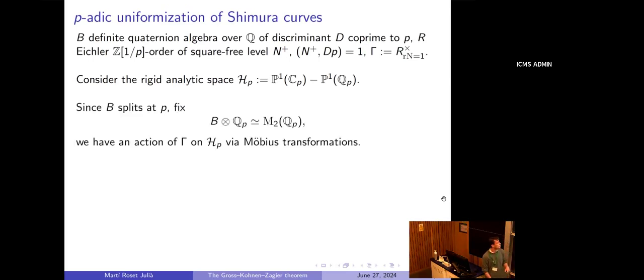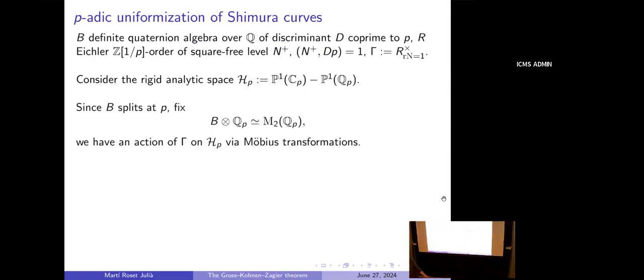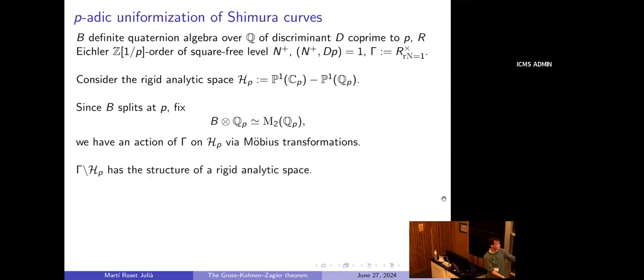The way we do it is we choose a splitting of the quaternion algebra. We choose an isomorphism of B tensor Q_p with the algebra of matrices with Q_p coefficients. Using this isomorphism, we can view the group Gamma inside SL_2(Q_p), and therefore make it act by Möbius transformations. This action is discrete, and it follows that H_p mod Gamma inherits a natural structure of rigid analytic space. Therefore, we have a nice theory of analytic functions and of meromorphic functions.